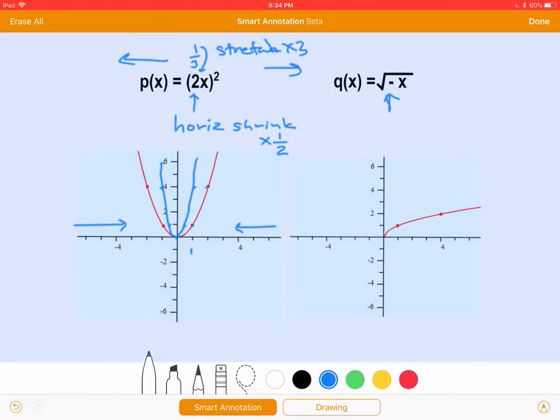This negative sign is inside the square root, so it's a horizontal reflection. Horizontal meaning over the y-axis, so values that were positive become negative. If there were any that were negative, they become positive. Reflection.